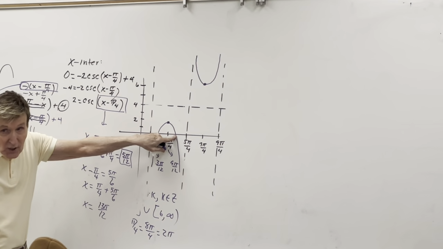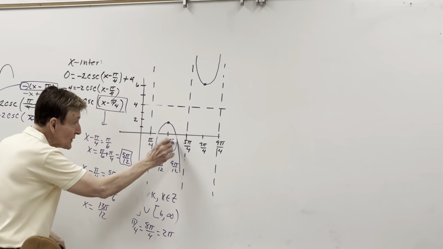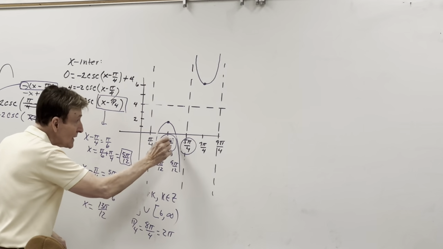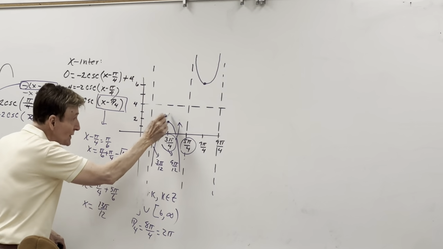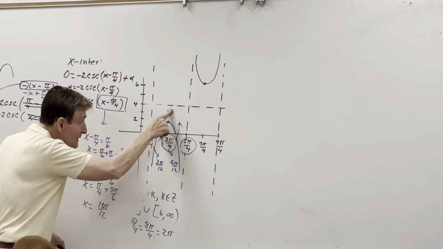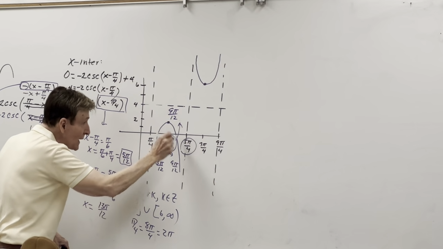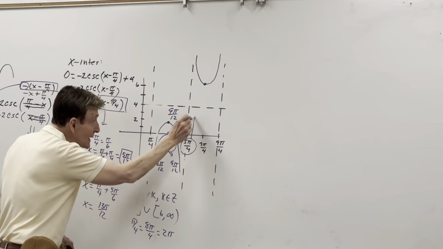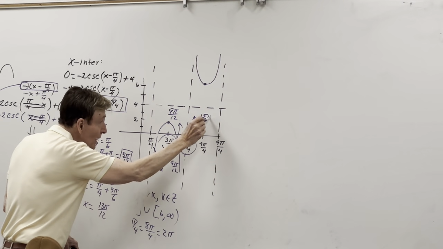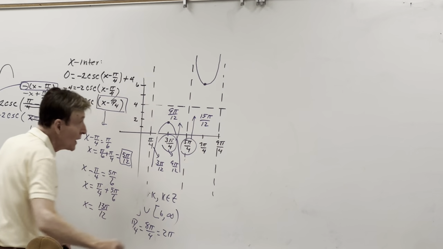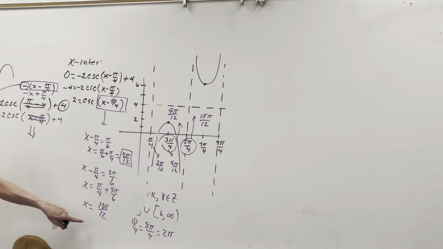Now, location. If it is, it should fall between this and this. And I think, guys, in terms of 12, this is 9 pi over 12. And this is 15 pi over 12. Does that 13 pi over 12 fall between those two?